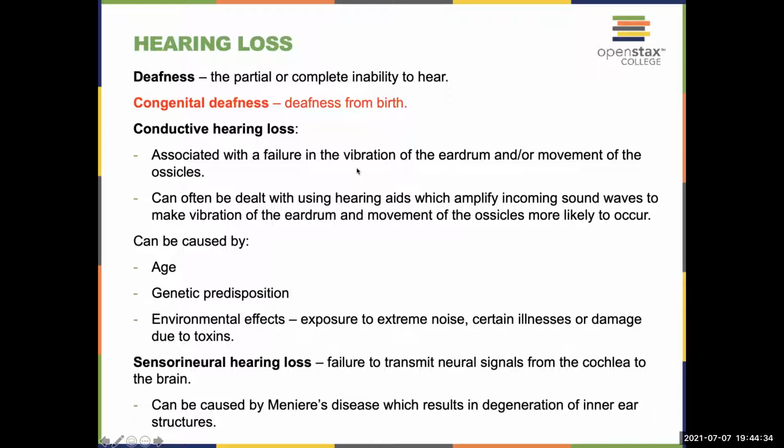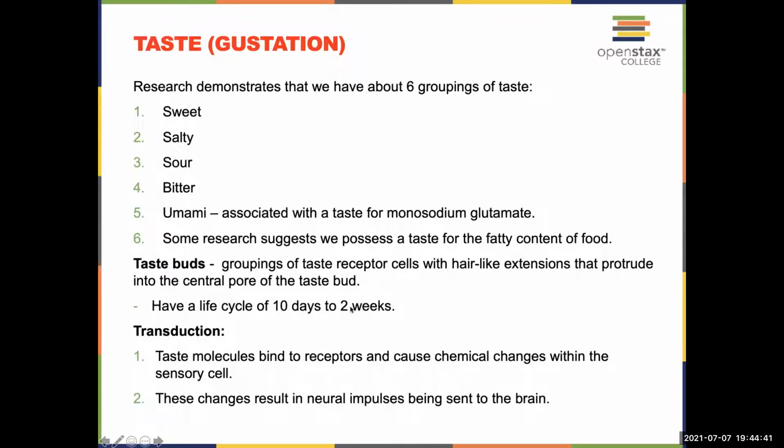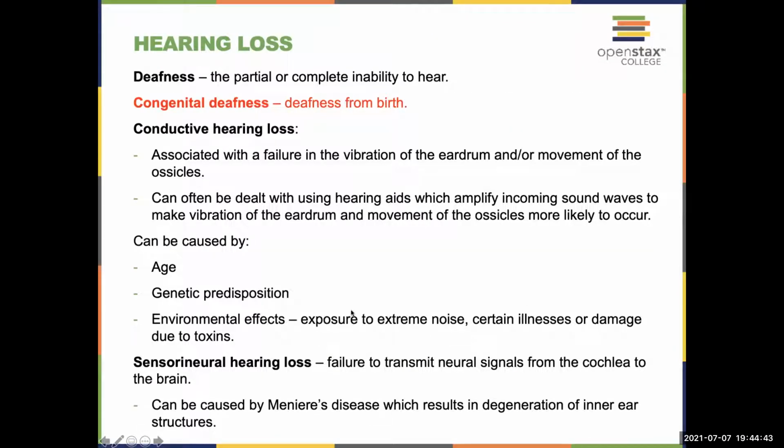Let's see here. Okay. All right, oops. That went too fast.